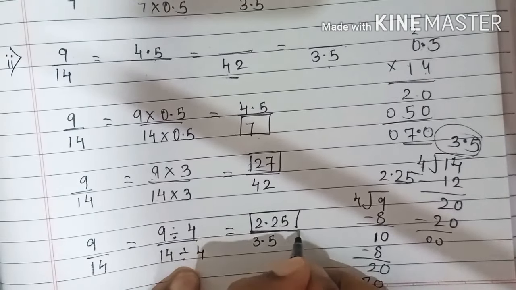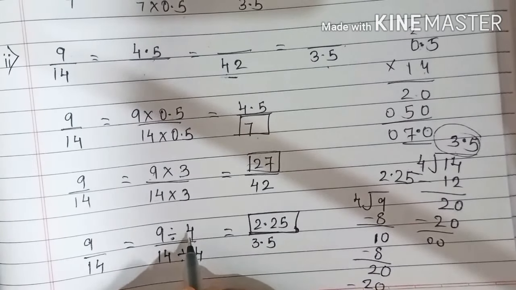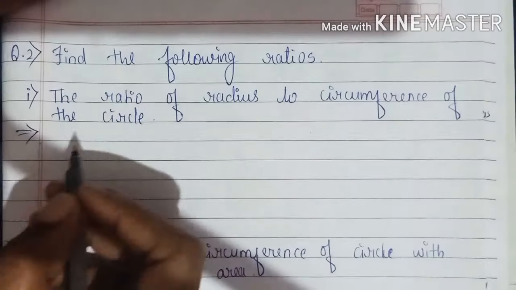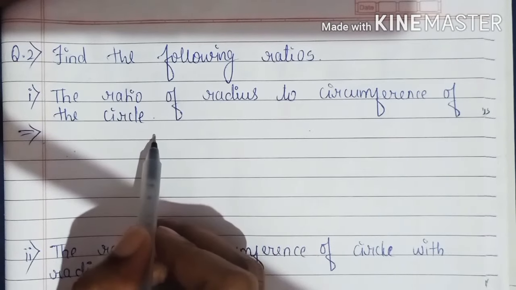So in this way we will get the answers. You can do multiplication on numerator, but you have to do the same operation with the same number, numerator and denominator both. Okay, in question number 2, find the following ratios. Here we have to find the ratios.